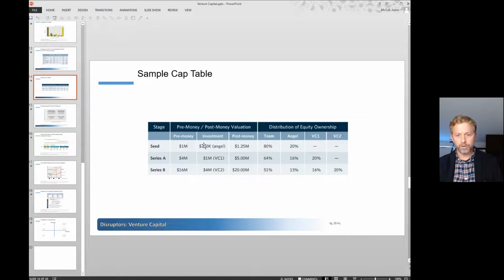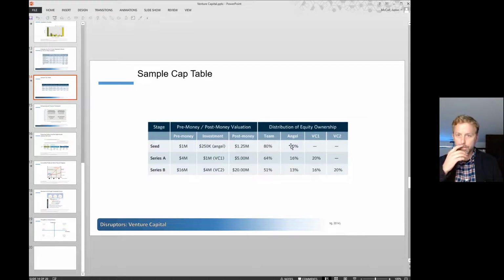But let's say we come in, we say pre-money. Pre-money just basically means before the next round of investment comes in. So before you give me money, I'm valued at $1 million. That was my seed level, and then I bring in 250,000 in angel funding. So 250K in angel funding takes me to a post-money of how much? Well, my original 1 million plus 250K, 1.25 million. The team owns 80% and the angel gets 20%.